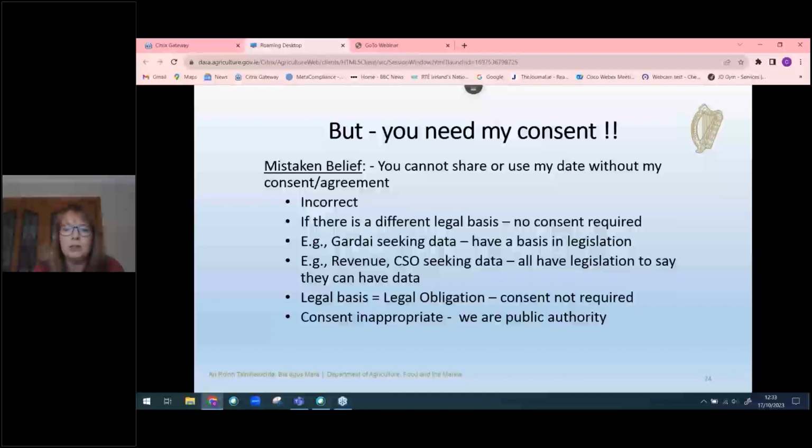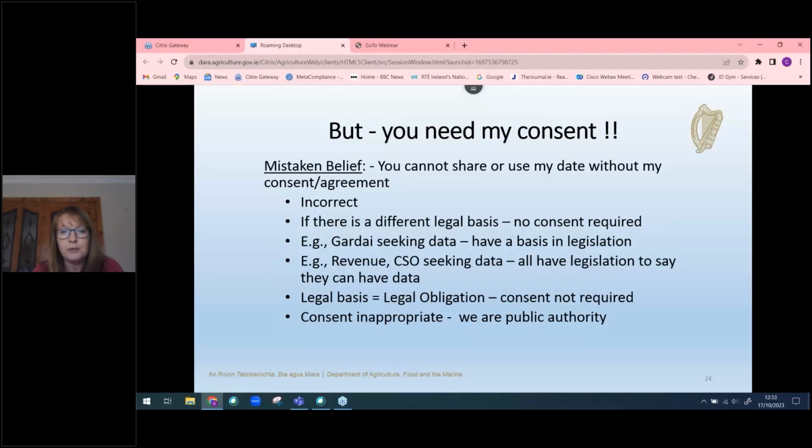For example, the guards seeking the data, as long as they can show where they have a legal basis to get that data, and it's usually in legislation, they can do so, they can get it. Revenue commissioners, CSO, any other public authority, again, we ask them where is their legal basis to receive the data, and then they can get it. We do not need the consent of the customer. So our legal basis is in the legal obligation, it's in the legislation.